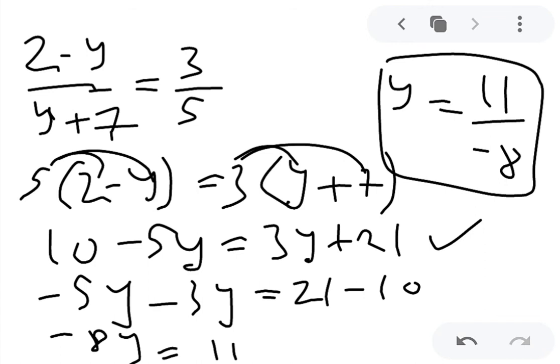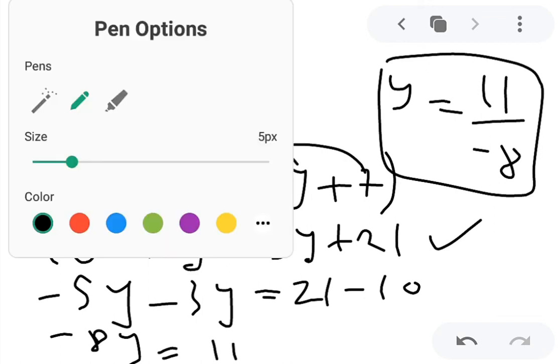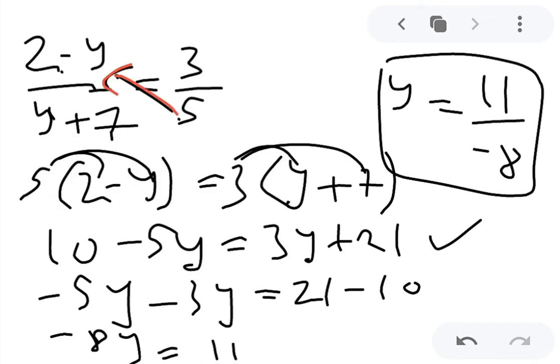Again I am doing it. These 5 I am multiplying over here. These 5 I am crossing over here. This y plus 7 I am crossing over here. This is the part where students make more mistakes.